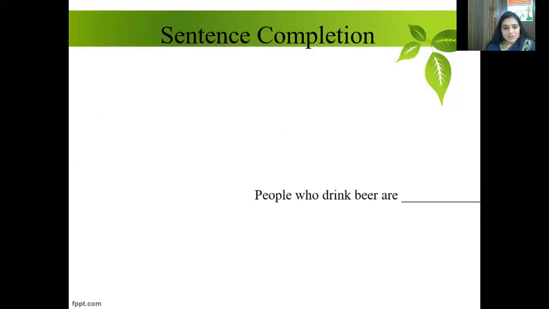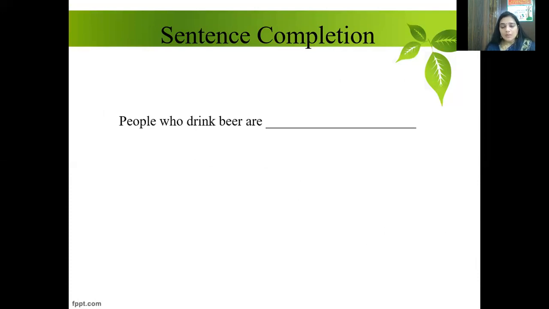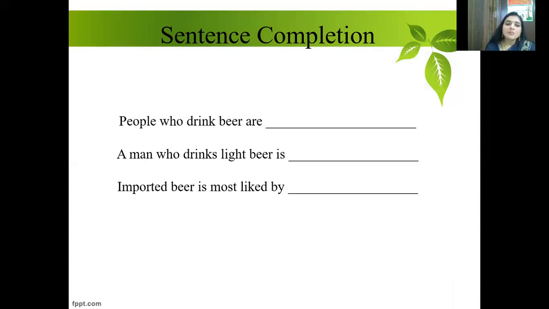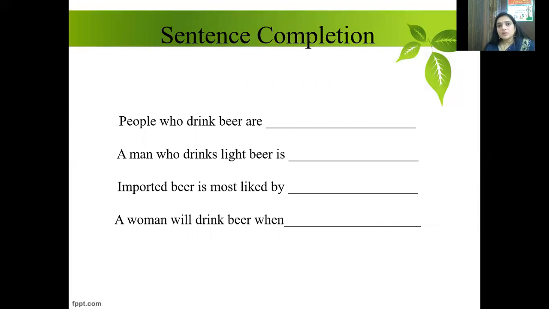Then sentence completion. People who drink beer are dash dash dash. You can complete them. A man who drinks light beer is dash dash. Imported beer is most likely liked by dash. Women will drink beer when dash. These also help in finding the actual problem in a better way. This also is a kind of exploratory research.